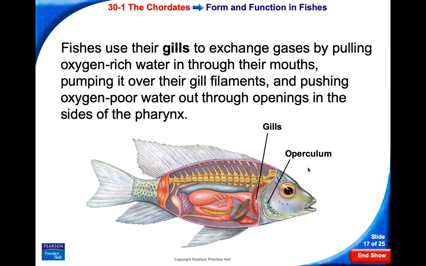Okay, so one thing I should point out, or you've already labeled it on here, the gills and operculum. So fish have gills. Remember, that's one of the main characteristics. They were pharyngeal pouches at one point, but in fish they do develop into these gills. These gills have lots of blood vessels in them, okay? And so this is an area where gas exchange will take place.